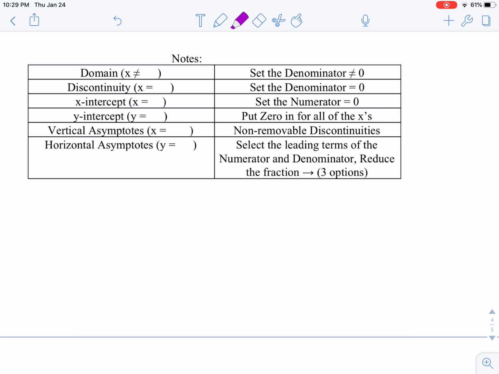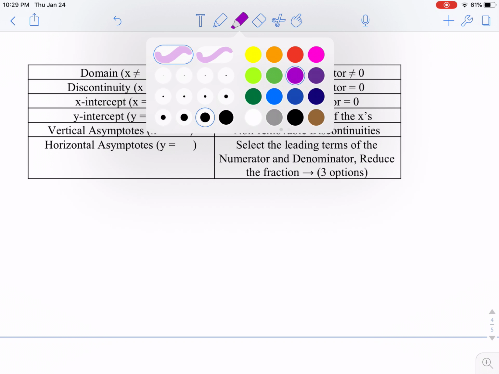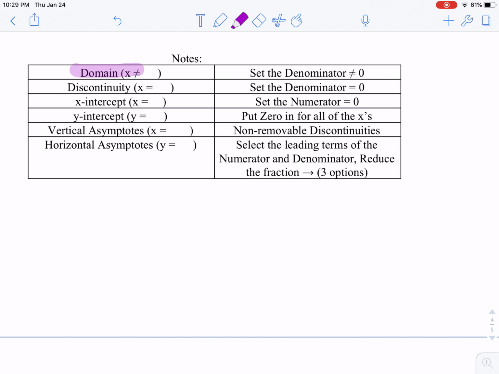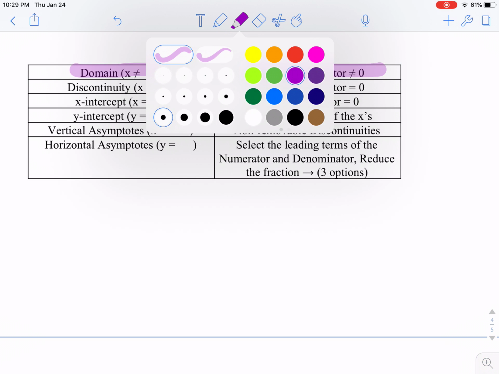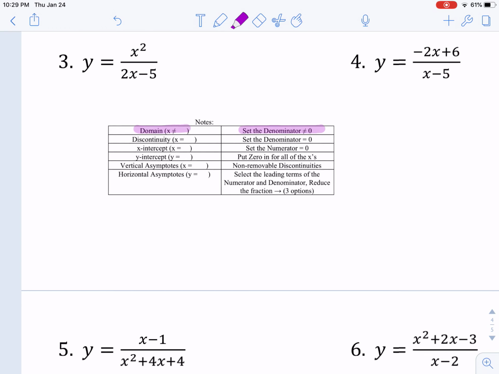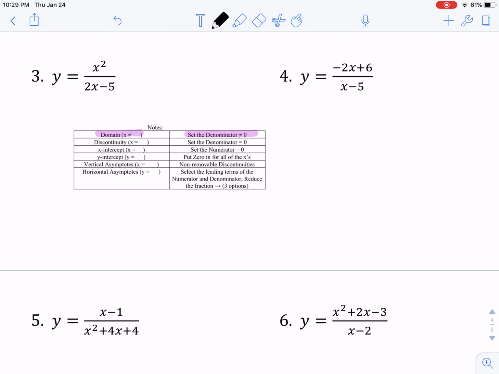So this is what it's saying. To find the domain, you take the denominator of your rational function and you set it not equal to 0. Let's do a practice of that right away with this number 4. We take our denominator, x minus 5, and set it not equal to 0. So the domain of number 4 is x is not equal to 5.